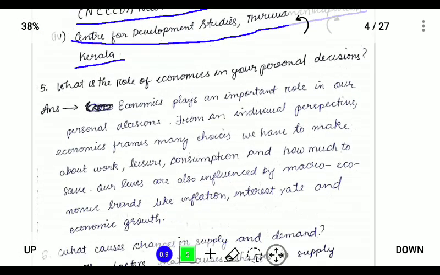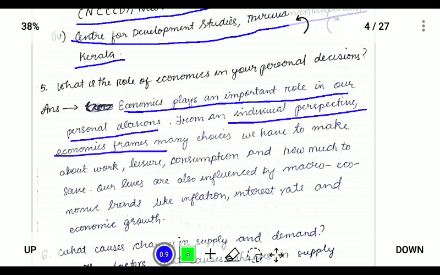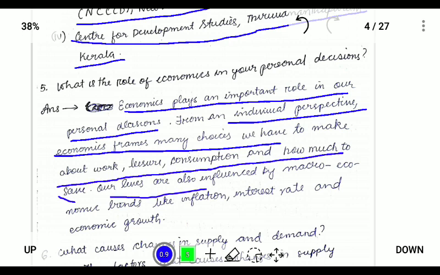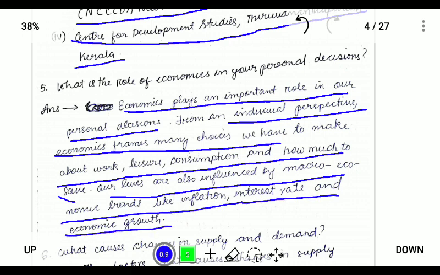So next, what is the role of economics in a personal decision? So this is actually a personal question, and you can write from your own point of view. However, what I've written is that economics plays an important role in our personal decisions. From our individual perspective, economics frames many choices which we have to make about work, leisure, consumption, and how much to save. Our lives are also influenced by macroeconomic trends like inflation, interest rate, and economic growth.